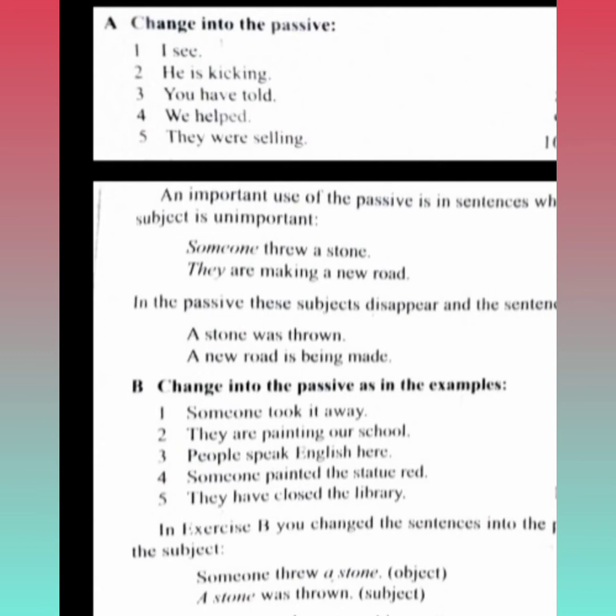The first exercise is change into the passive. The first one is I see. When we change into passive, how will it be? I am seen. Third form of the verb. I am seen. This is simple present, isn't it? Second one, he is kicking. So this is present continuous tense. So how will it be? The passive form will be he is being kicked.